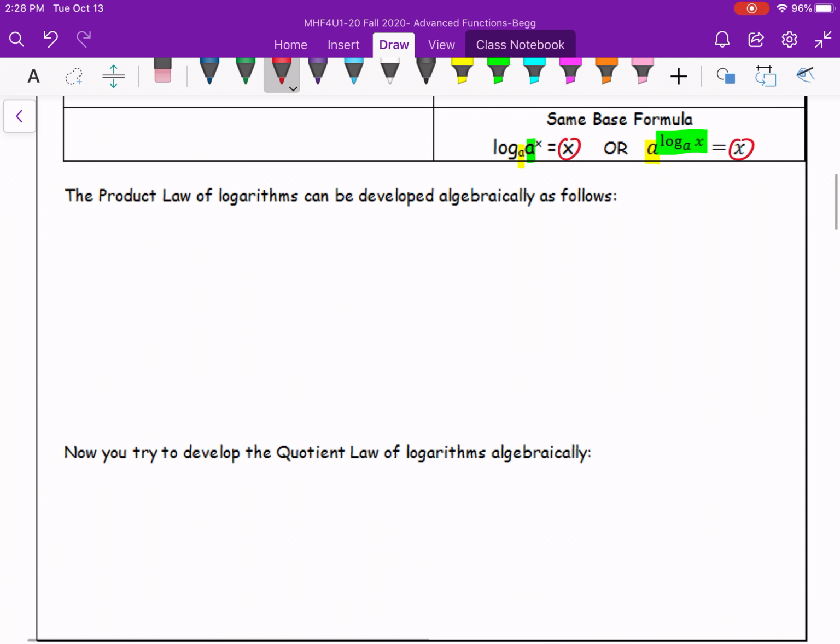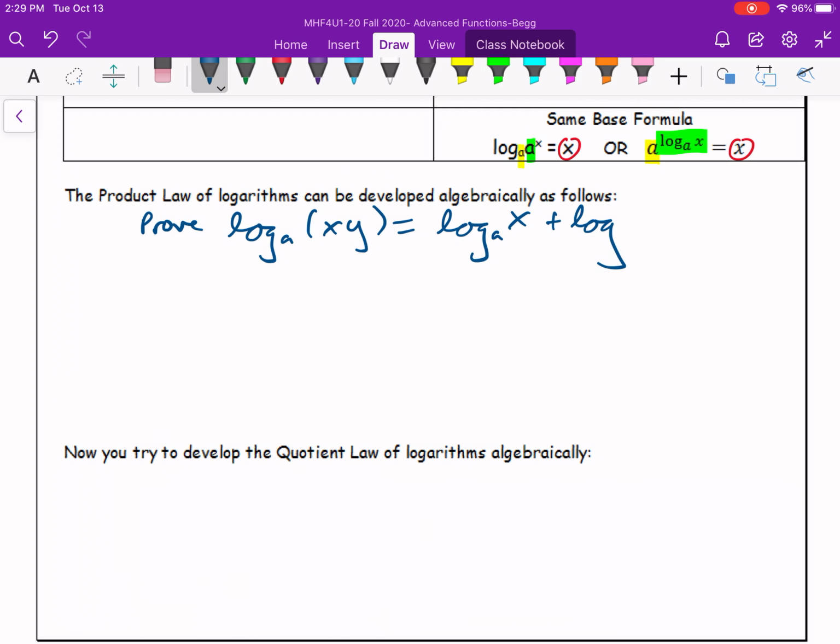Now, just a quick proof, I'll do it quickly anyway, to show where this comes from. If I want to show where the product law of logarithms comes from, I want to prove that log base a of xy is equal to the log base a of x plus the log of y.